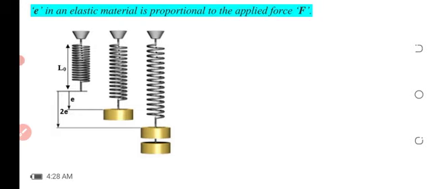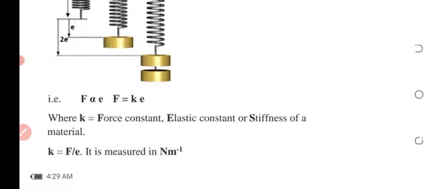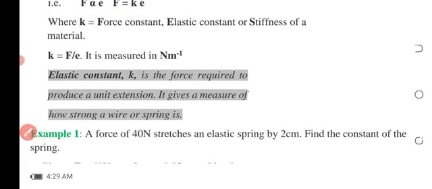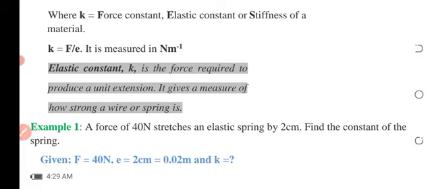If in any description we have a restoring force used, that's the reason why: most times when the body is in the state of equilibrium, the restoring force is equal to the applied force on the material. Now from Hooke's law, we have this mathematical representation, that is F is directly proportional to E, and we have a constant of proportionality, which is known as the force constant. Sometimes it's called the elastic constant or stiffness of a material, and it is defined as the force required to produce a unit extension, or you can describe it as a measure of how strong an elastic material is.